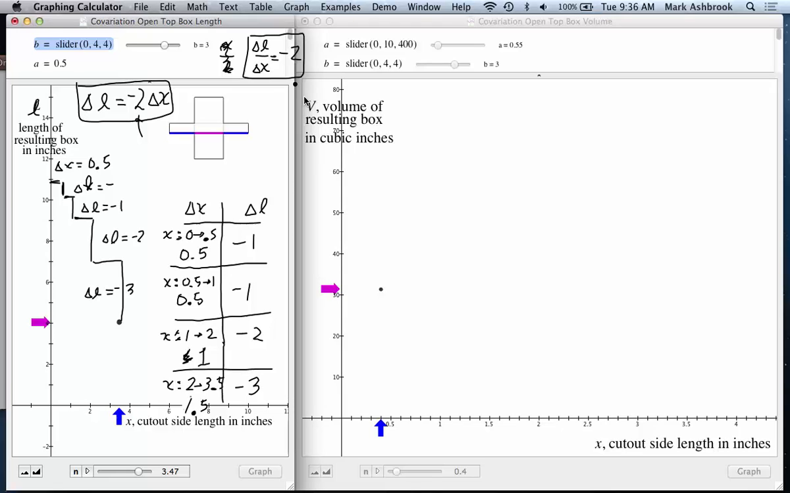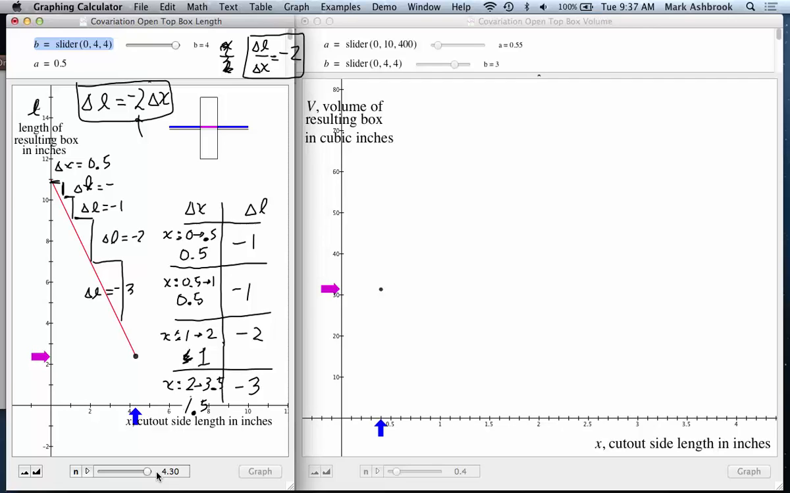Okay, and then we know that taking all the ordered pairs of L and x together according to this relationship creates a line, right? So, how many points on that line? Many, many, many points. Not just one, right? I'm just highlighting the last point. These are all points of a cutout length and a corresponding length of the box.